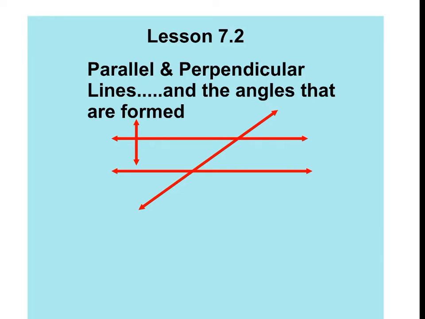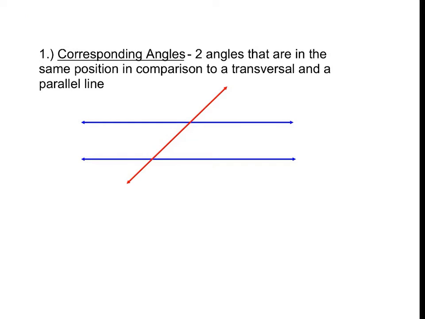Lesson 7.2, parallel and perpendicular lines and the angles that are formed as these lines cross. So first of all, let's just take note that these two lines are parallel to one another.